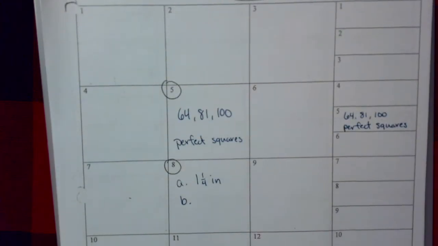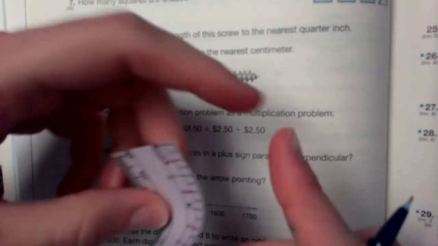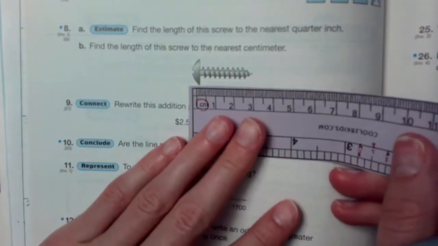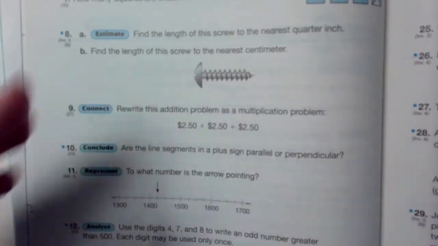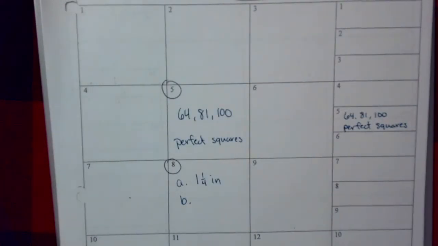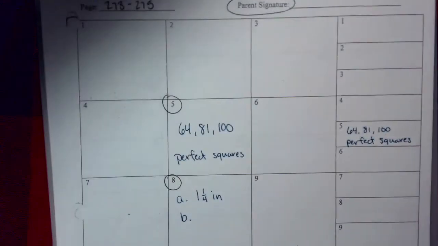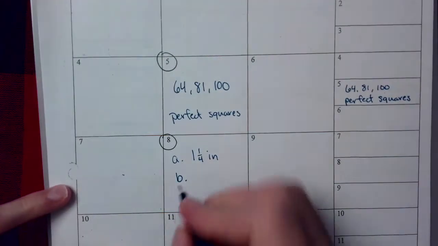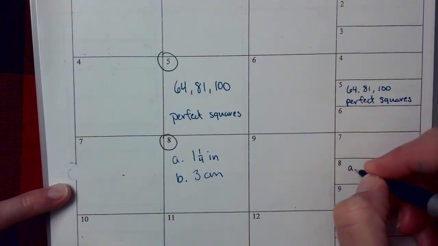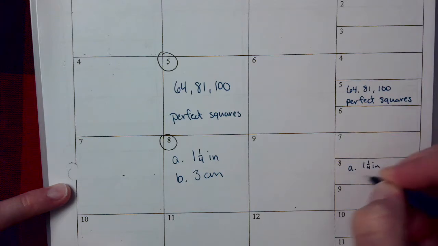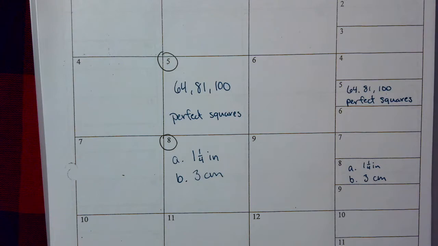And then B, nearest centimeter. So flip to the centimeter side of my ruler. Start at 0. It's nearest to 3 centimeters. So A, 1 1/4 inch, B, 3 centimeters. Notice I got my labels on there too.